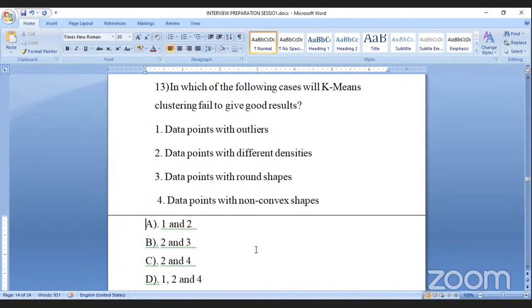Yes, friends? Now tell me, in which of the following cases will k-means clustering fail to give good results? You have the four conditions. What are the conditions, sir? Outliers, 1, B. Okay, others please. Only two answers I got. Okay, good, try me now. Come on, let me solve it.